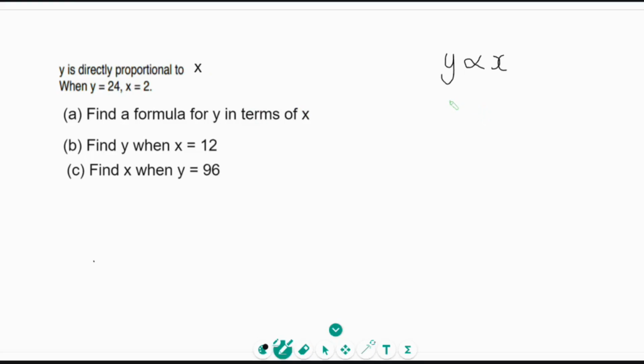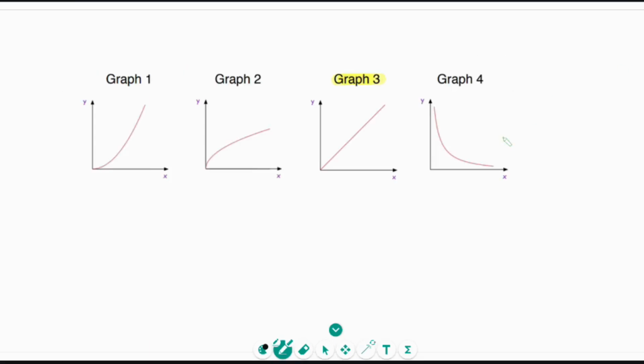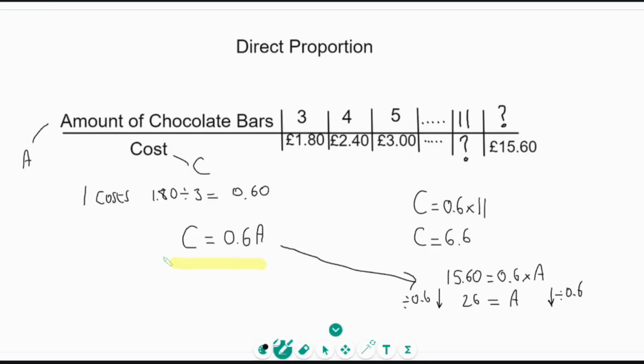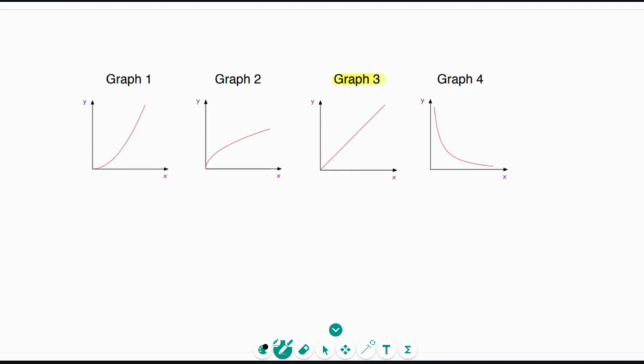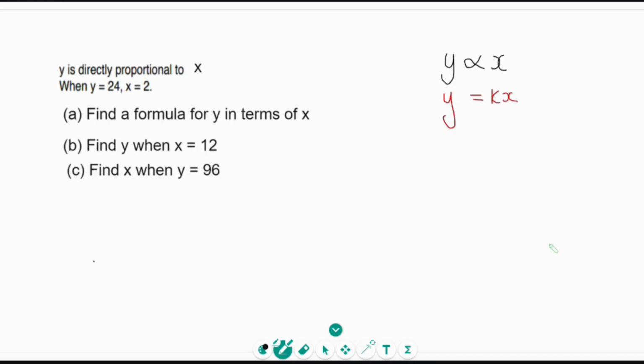So from there, before I even start looking at the questions, I would put y is equal to kx, because k is the constant of proportionality. And as we saw with the chocolate bar example, this is the amount of the increase. Okay, so what we're going to do is use this information to find k. Always start with finding k.